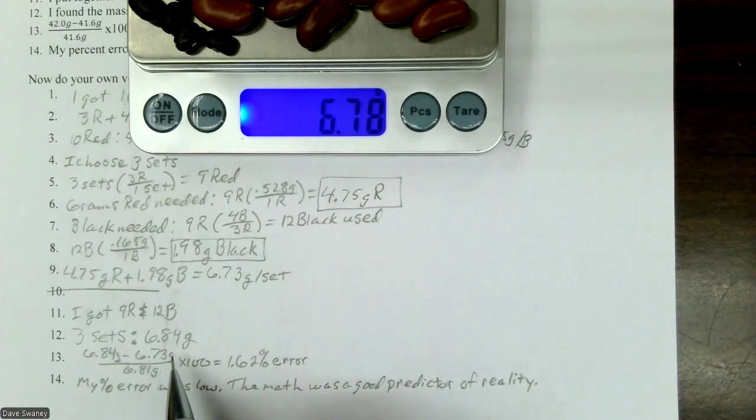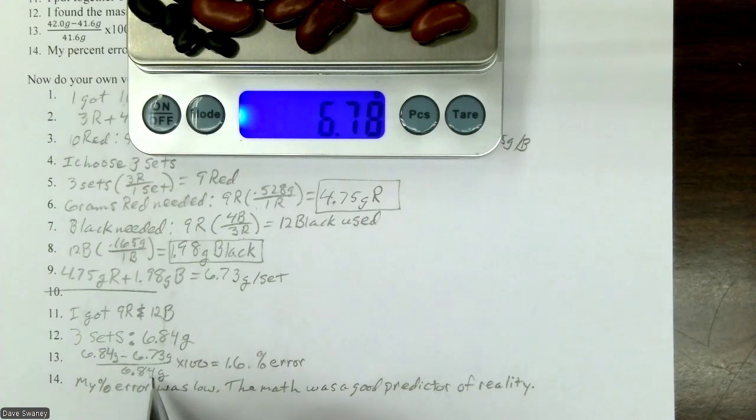Reality actually gave me that. So it is on the bottom of my fraction here. Subtract, divide, times 100 makes it a percentage, and I got 1.6% error.